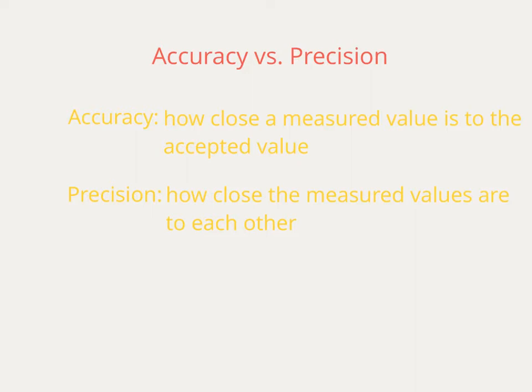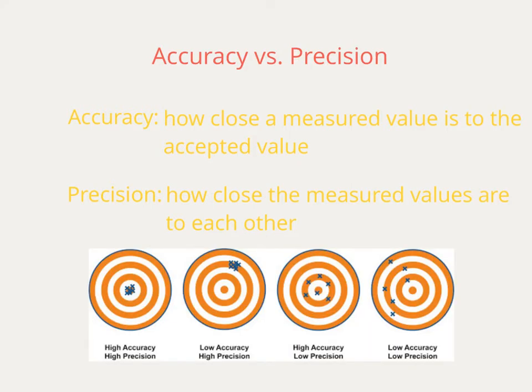Let's take a look at these dartboards to clarify the differences between accuracy and precision. So in this example, our accepted value is the bullseye. So in the first target, we have high accuracy and high precision. Our darts are all close to the accepted value, or the bullseye, and the darts are all close to each other. Our, quote, measured values are close to each other.